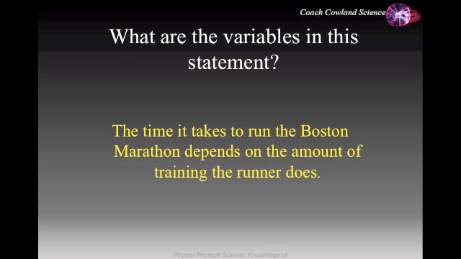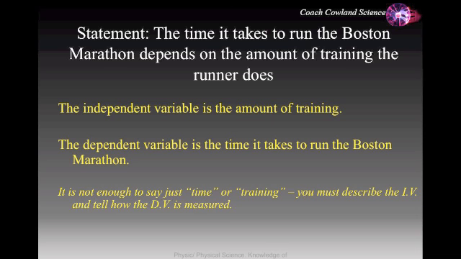Ready? The independent variable is the amount of training that the runner did. The dependent variable is the time it takes to run the Boston Marathon. It's not enough just to say time or training. You need to be specific about exactly what the independent and the dependent variables are and how they're measured.